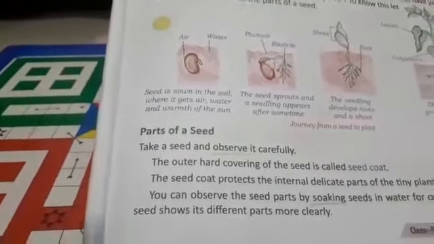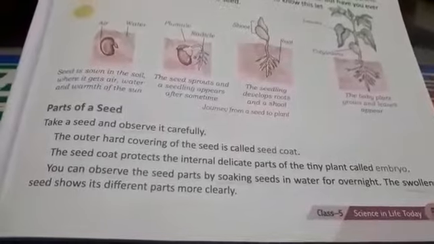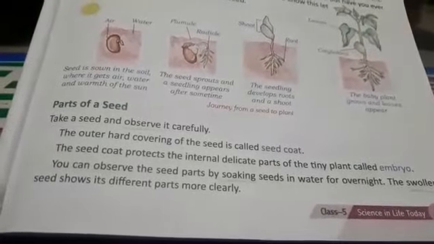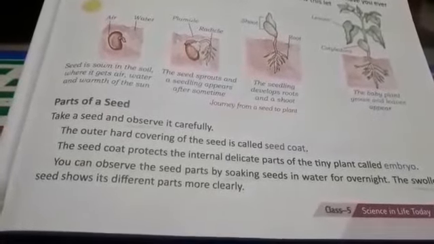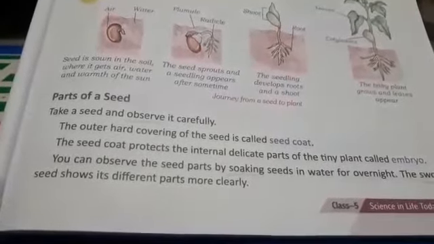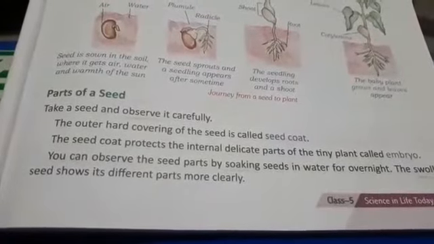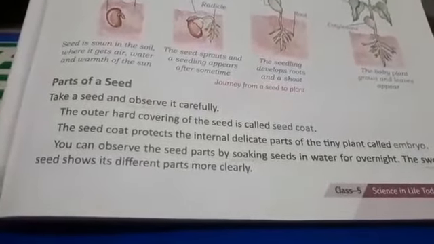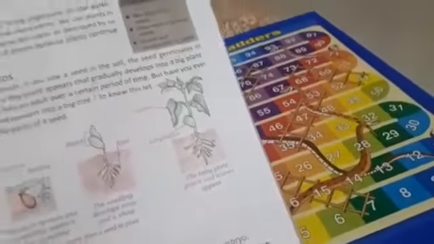You can observe the seed parts by soaking the seed in water overnight. That means if you keep the seed in water and leave it for a night, then the next day you can easily observe the different parts. The soaked seed shows its different parts more clearly. Soaked means swollen.